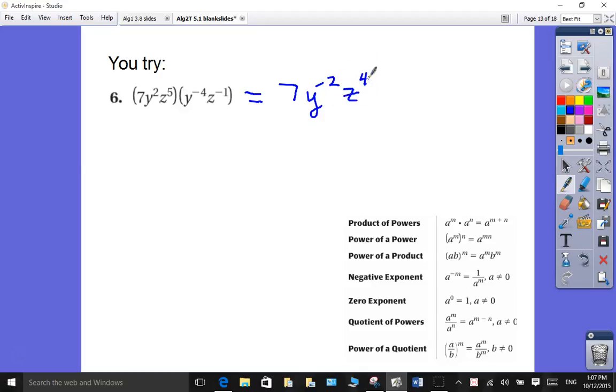Okay, but you can't leave it with a negative exponent, so what do we do to resolve that? Yeah, make it 1 over y to the positive 2. That will get rid of the negative exponent, but just don't do it with the 7. The 7 doesn't have that negative exponent. More than one person did that when I was walking around. Right, the 7 stays where it's at.